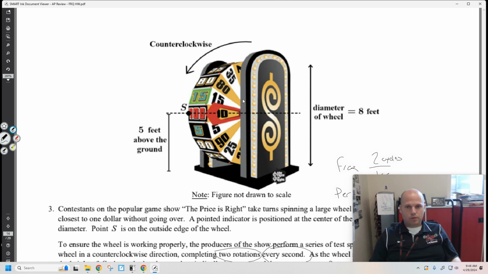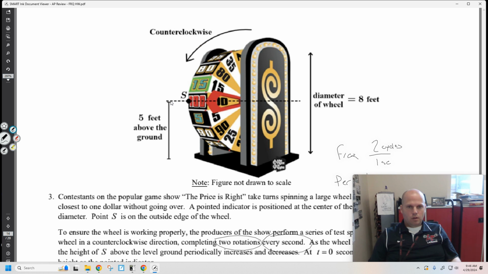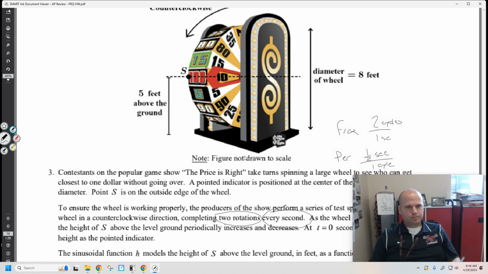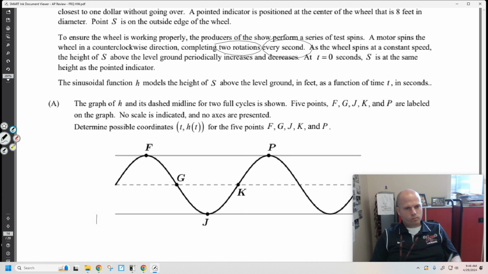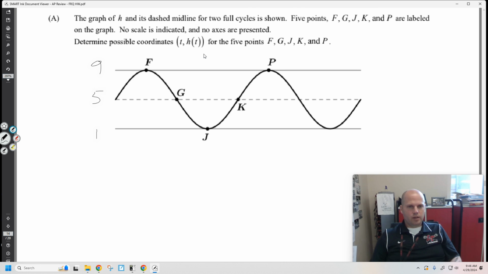Height above the level ground. 5 feet above ground. 8 feet total. Oh, this is a little weird, because it's not 0 at the minimum. We're going to go down 4 and up 4. So that means the base of the wheel is 1 foot off the ground. So we shift everything up 1. S is at the same height as the pointed indicator.